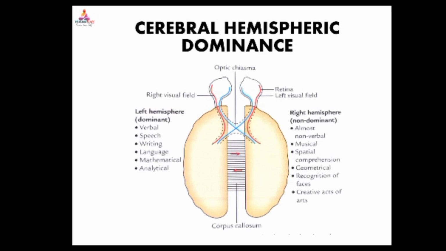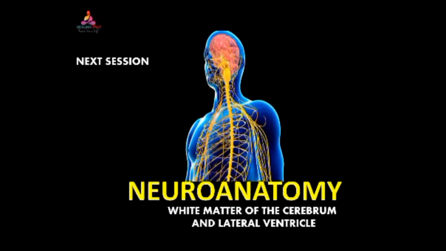That's all about the cerebrum and cerebral cortex, and the structure and function and functional areas. Next class, we will be discussing the white matter of the cerebrum and the lateral ventricle.